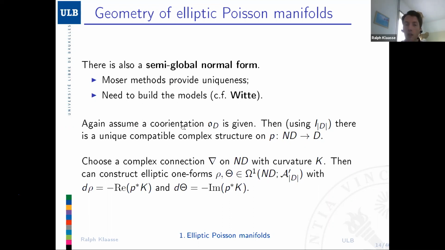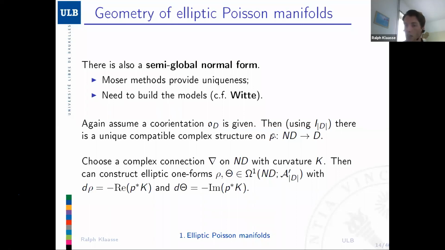So we again need a co-orientation. Then what we know is that if you use the elliptic ideal, this is I_D, the I_D together with the co-orientation specifies uniquely a compatible complex structure on the normal bundle. Of course, if you just have a co-orientation on a rank 2 vector bundle, there's a whole bunch of complex structures on it which are compatible with that orientation. But because it must also be compatible with the ideal, there's in fact a unique one.